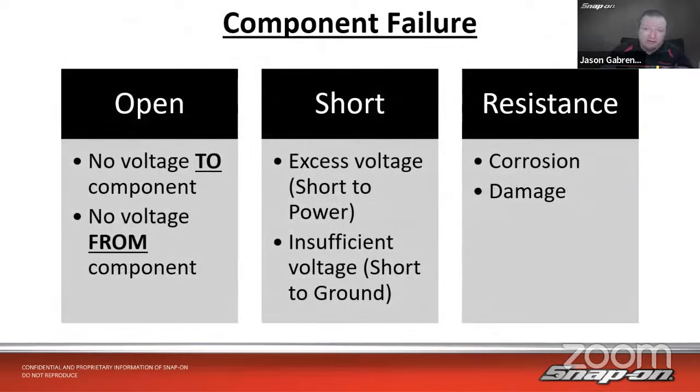Now, when we're testing a part, we have to take into consideration different modes of component failure. If I'm going to think about how a component can fail and how I'm going to test it, it really falls into these 3 buckets. We're going to have an open, a short, or a resistance issue. So an open would be maybe I have no voltage to the component. Right, voltage supply, it's open, and I'm not getting any voltage. No voltage from the component.